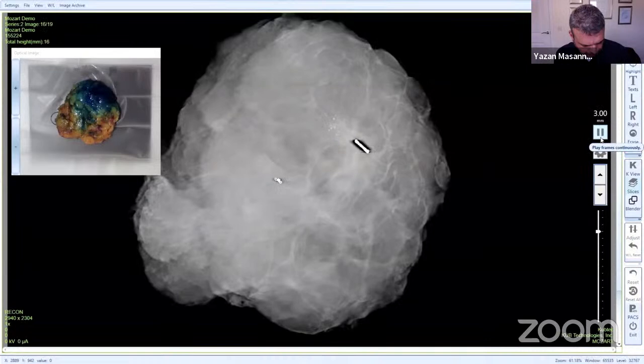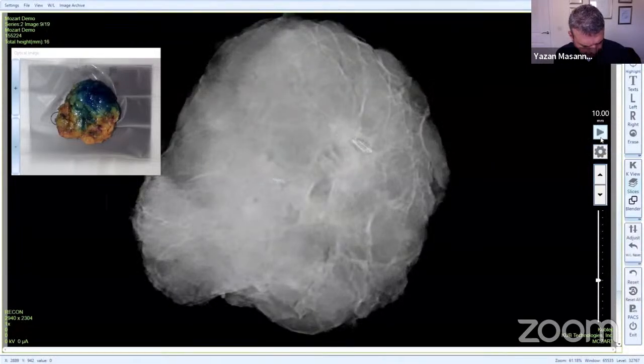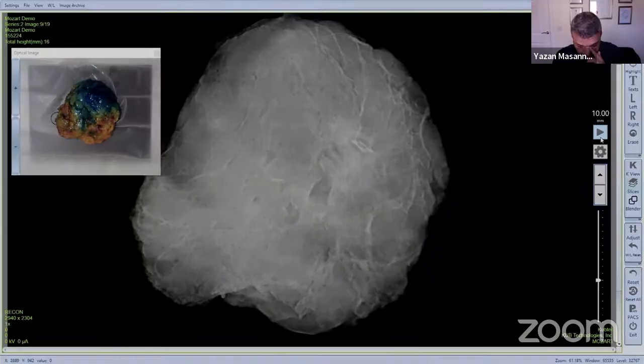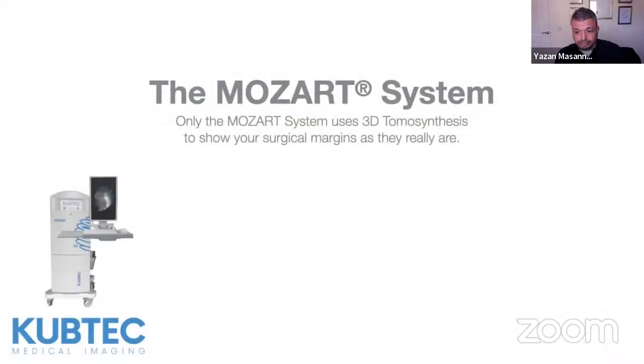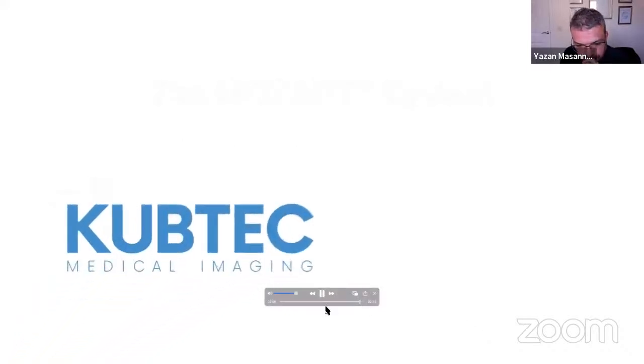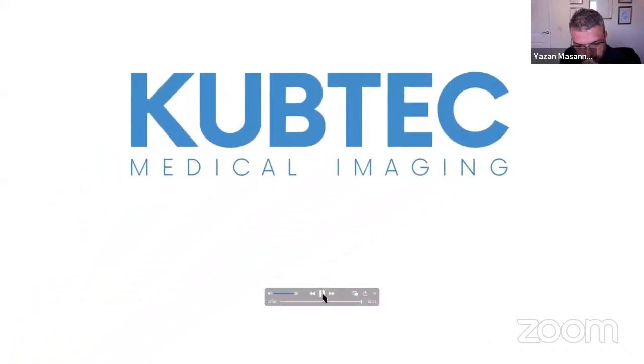Very close to the anterior margin, and the deep margins are clear. With this information, the surgeon may decide to take an additional anterior shave and that no other shaves are necessary. Only the Mozart system uses 3D tomosynthesis to show your surgical margins as they really are. Only from CubTech.